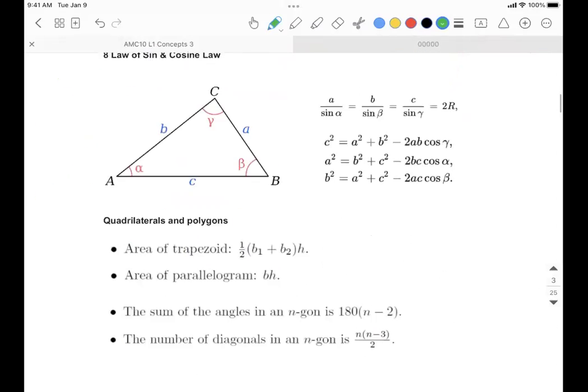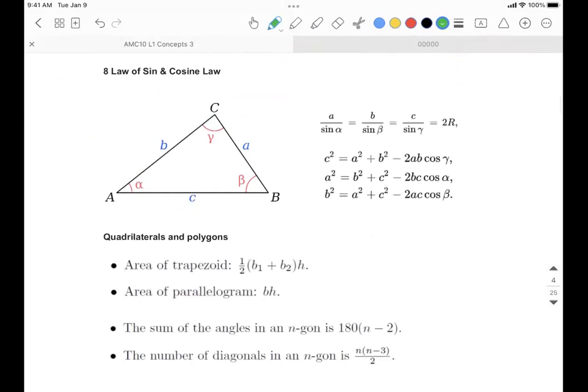All right, if all good, let's go to the law of sine and law of cosine. Sine law, cosine law, they're actually a twin brother, right? These twin brothers always help us to do the comparison between the two, and so on and so forth. So in terms of the sine law, it's a over sine alpha, b over sine beta, c over sine gamma equals 2R.